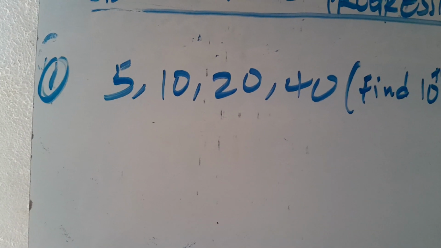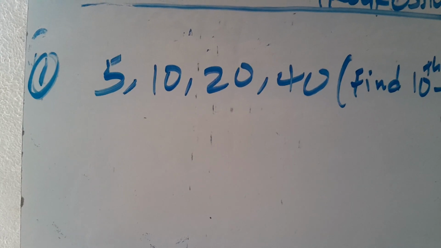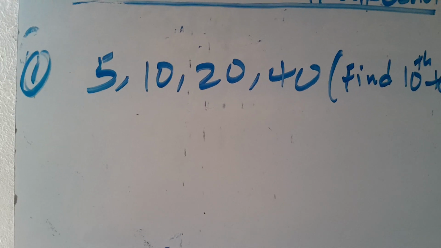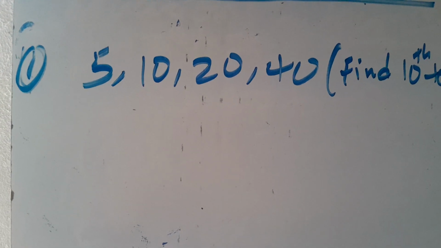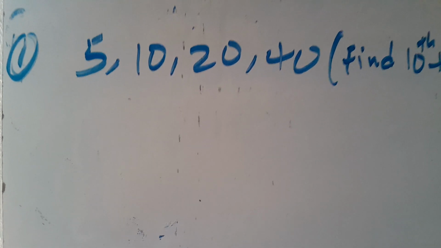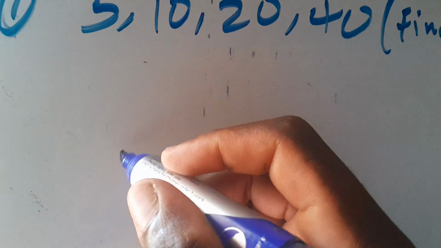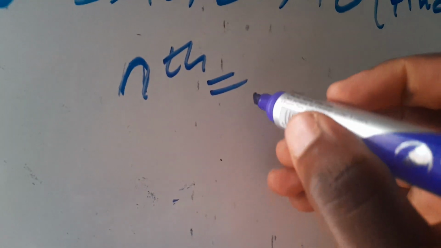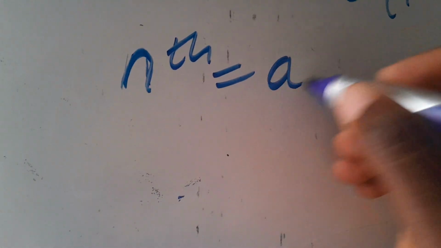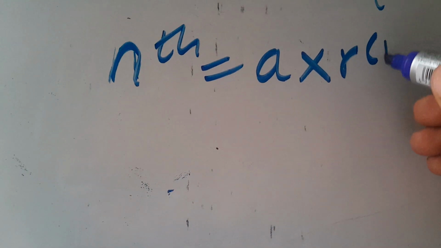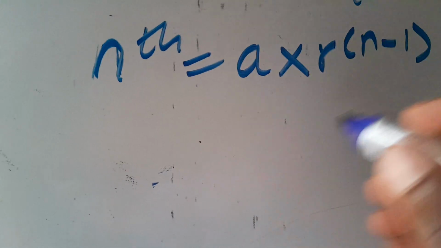We have a series of numbers 5, 10, 20, and 40, and we have been asked to find the 10th term in our series. What is the formula for finding the nth term in a geometric series? The nth term is found by the formula: the nth term is the first term a times the ratio r raised to power n minus 1.